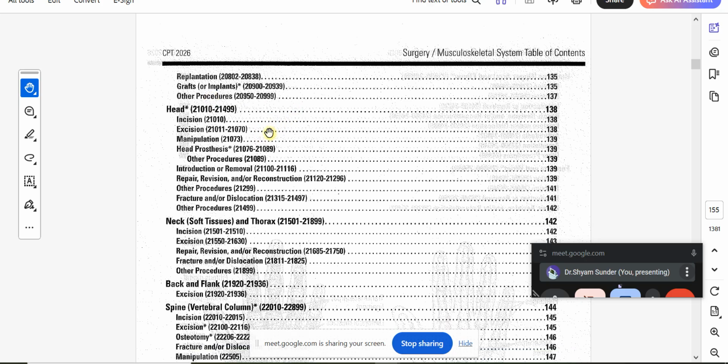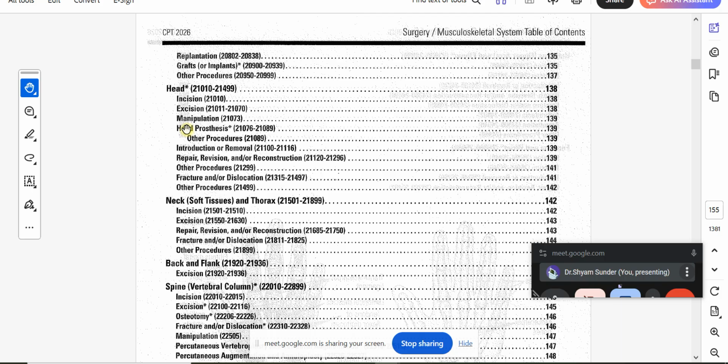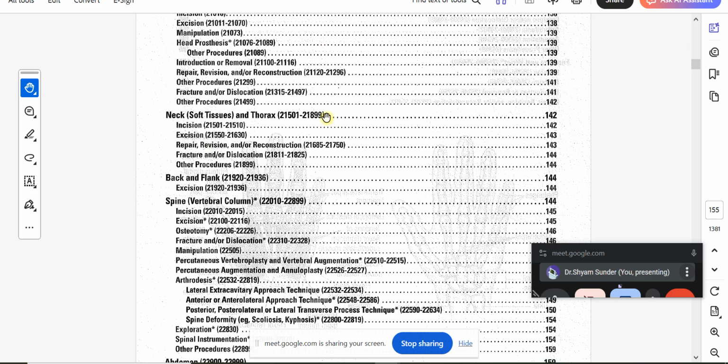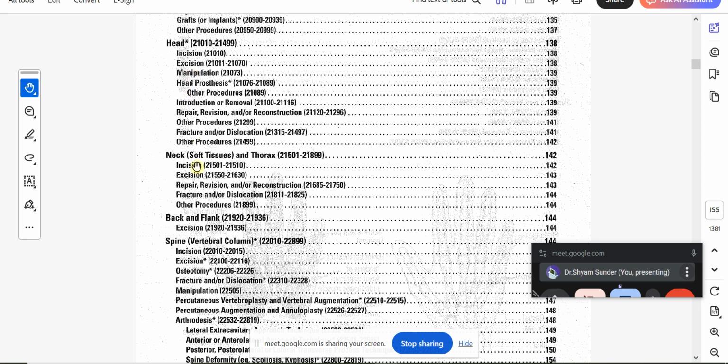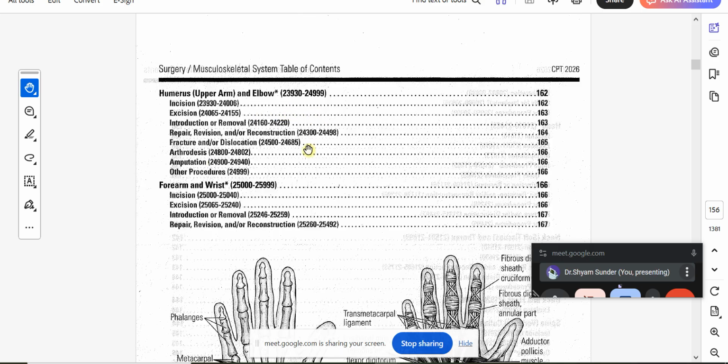Whereas the remaining CPT codes are arranged based on the body area: head region, neck region, and back, spine. But if you observe the same surgical techniques, incision, excision, there are a couple of procedures which are unique to the musculoskeletal system, but the remaining are all the same. What is unique to the musculoskeletal system among the surgical techniques? Fracture and dislocation treatments, arthrodesis, amputation. These three procedures we did not see in integumentary, if you remember, but the remaining are all the same.